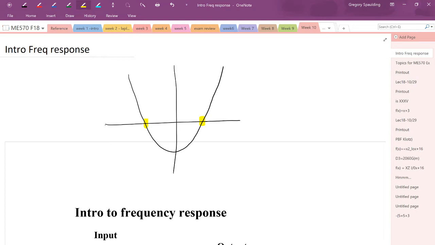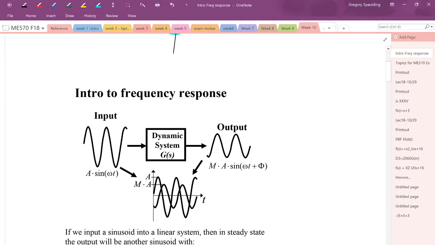Now, in this case, the frequency response, what we're doing is we're looking at the solution and how the system responds to a whole range of frequencies from 0 to infinity. What is the system going to do? And so that's where we get the idea of frequency response, how it responds to different frequencies.